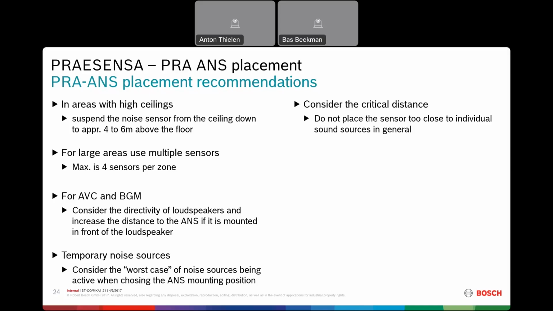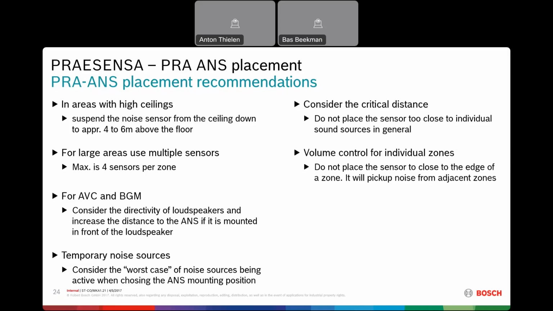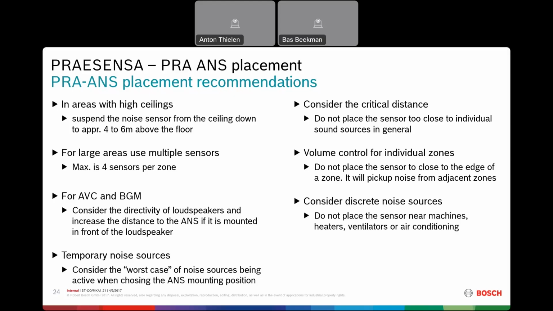Regarding the critical distance, do not place the sensor too close to individual sound sources in general, and not in the direct sound field, of course. For volume control of individual zones, do not place the sensor too close to the edge of a zone, as it might pick up noise from adjacent zones. That's also something you need to keep in mind. And consider discrete noise sources: do not place a sensor near machines, heaters, ventilators, or air conditioning. In case you are going to use it outdoors, then again 4 to 6 meters above ground level, where the public is expected to be.